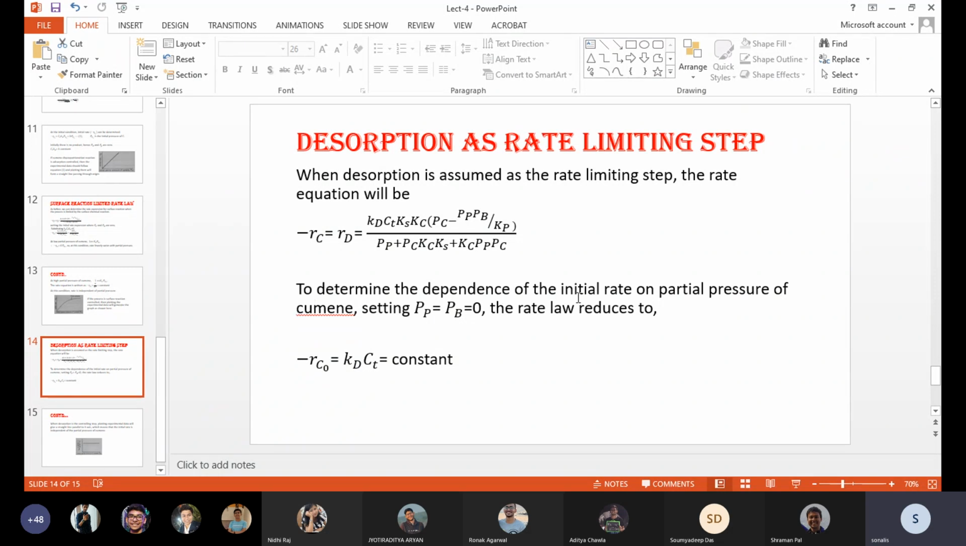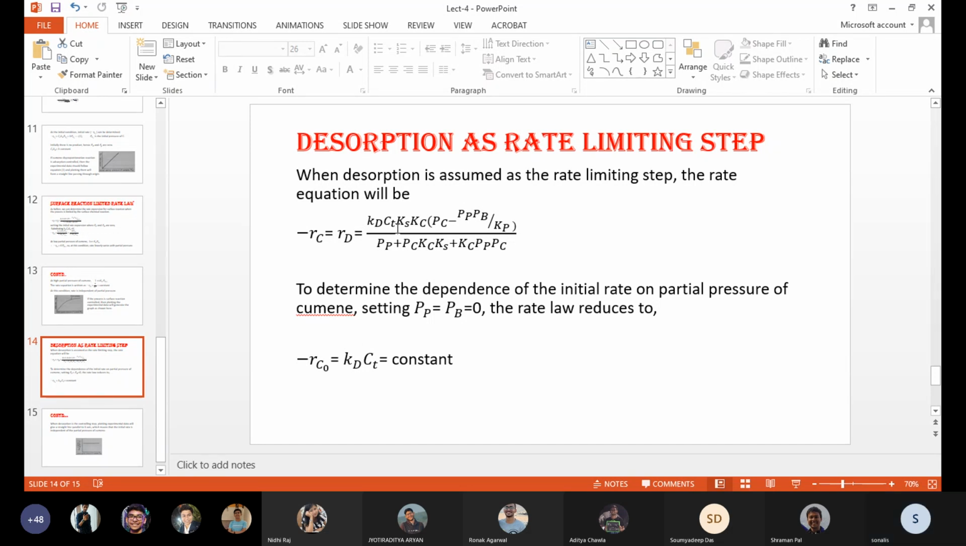To determine the dependence of the initial rate on the partial pressure of cumin, setting Pp and Pb equal to 0, the rate law reduces, when Pp and Pb both are 0 at the initial stage, from this big expression to Kd into Ct.